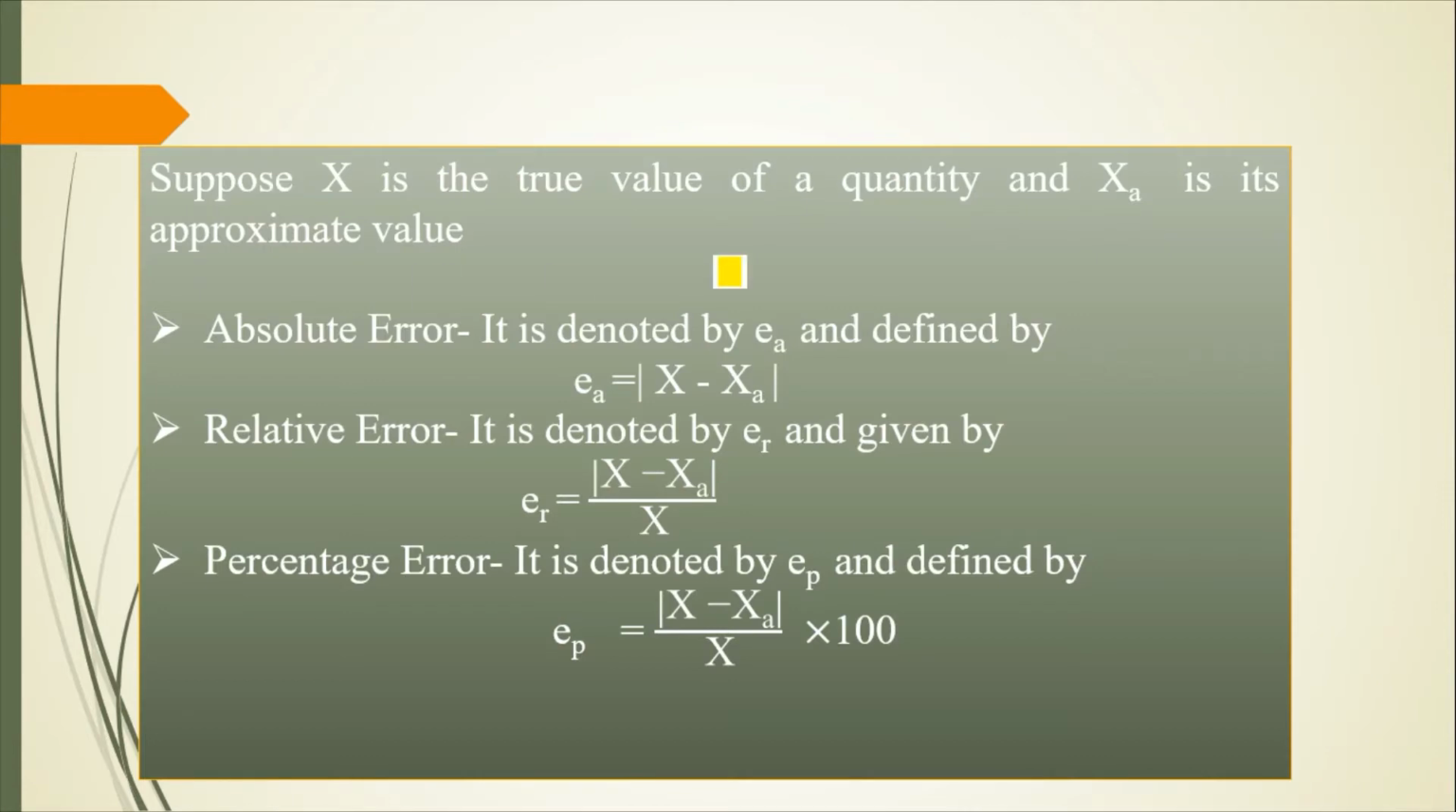Now suppose x is the true value of a quantity and its approximate value is given by xa. Then the absolute error of any number is given by this formula, and the relative error is given by this formula, where x is the true value of a quantity, and the percentage error of a number is given by this formula. Using these formulas, you can calculate the absolute, relative and percentage error of any quantity or number.